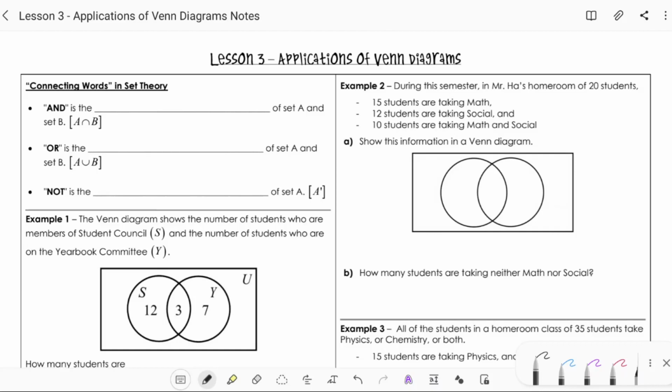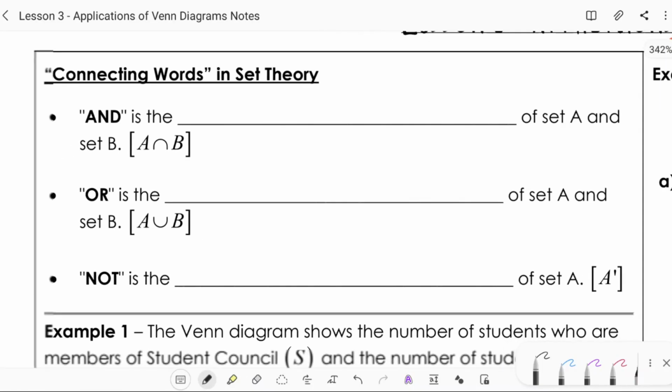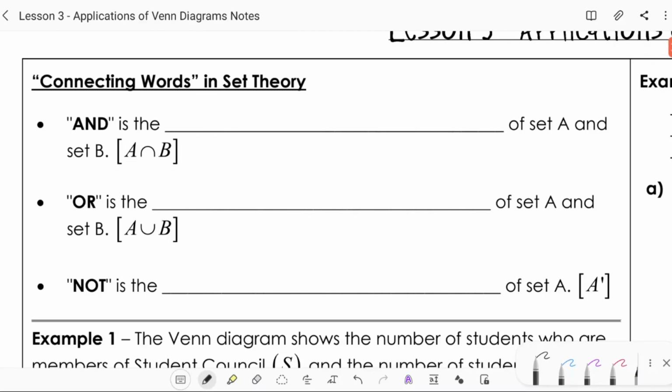So the first place to start is a little bit of lingo, or connecting words in set theory. Those words that are really common in describing situations and how that plays into the description and application in a Venn diagram. So firstly, the word and. When I'm talking about something being part of set 1 and set 2, well, that's the intersection. And we express that as A intersect B with that kind of upside down U shape.